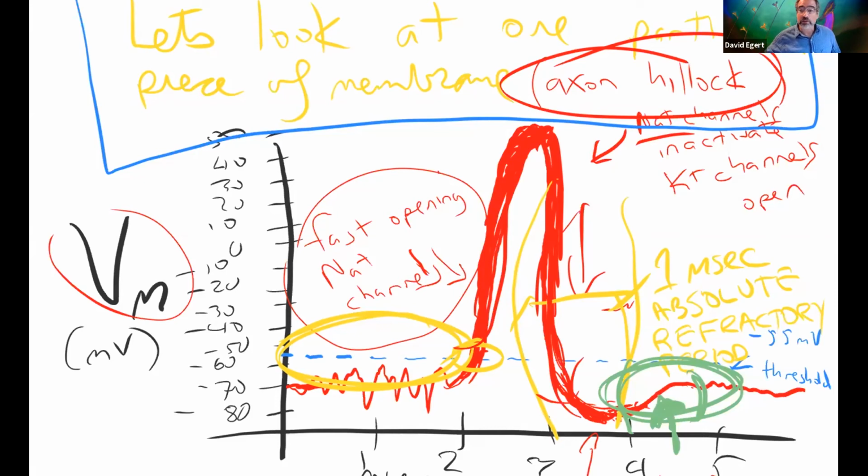Okay, now we're going to look at it in the context of the whole neuron and the axon, which is completely covered with these channels that have this behavior.